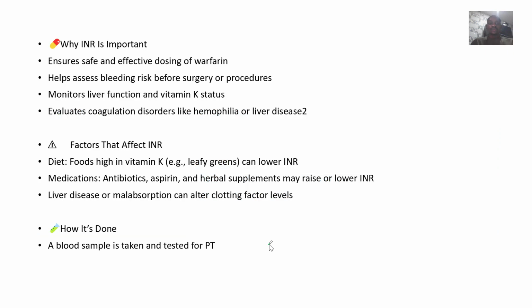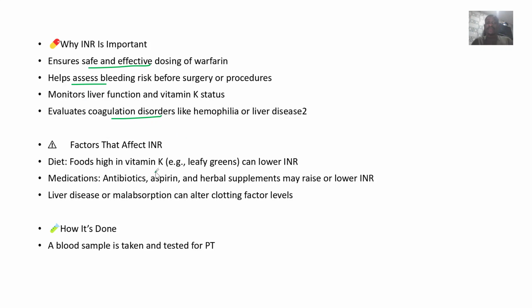Okay, so why is it important? It ensures safe and effective dosing of warfarin. It helps to assess bleeding risks before surgery or procedures are done. It can monitor your liver function, vitamin K status, and evaluate coagulation disorders like hemophilia and liver disease.